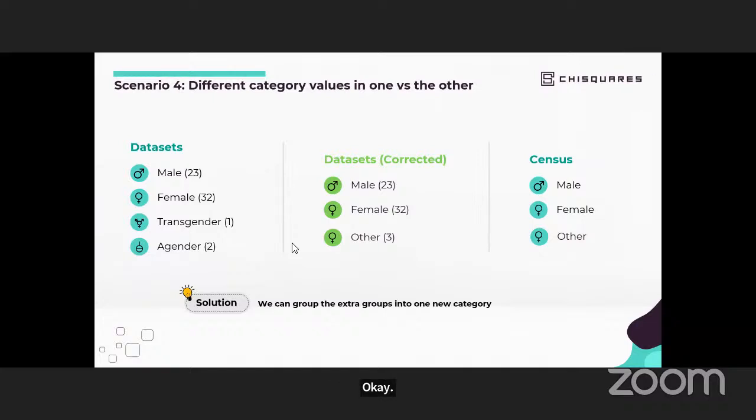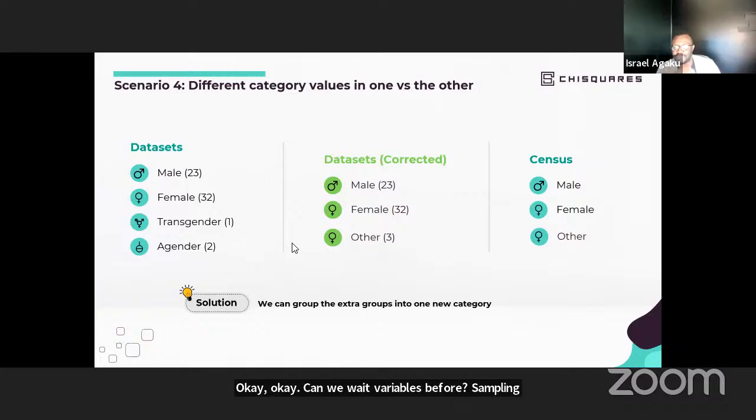Okay. Can we weight variables before sampling? Can you weight variables before sampling? No, you can't. Remember, you have to sample, collect data from the survey, and then you weigh. If you don't have information in the data set, you can't possibly weigh.